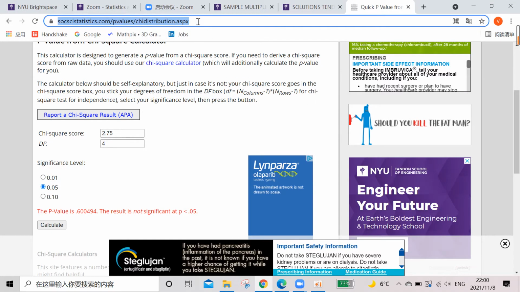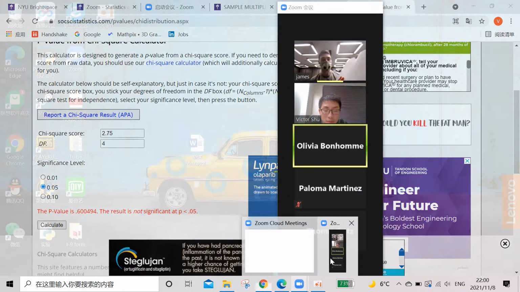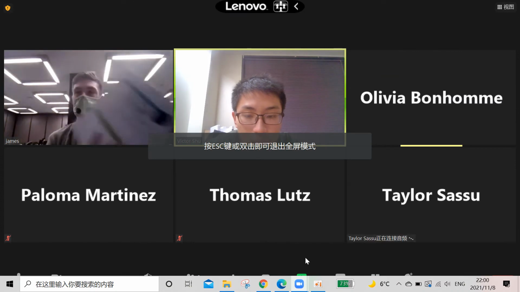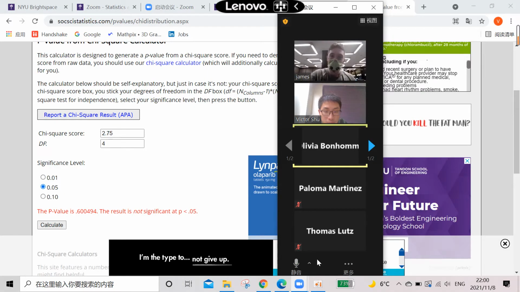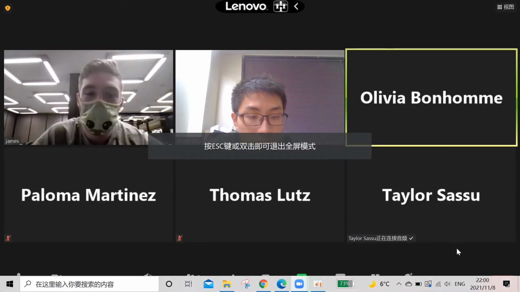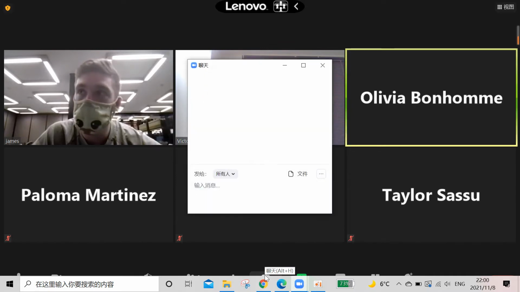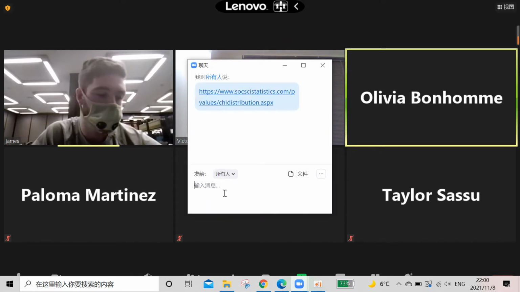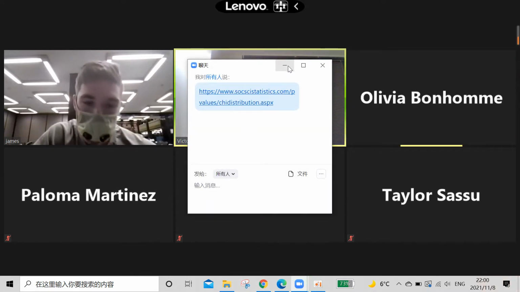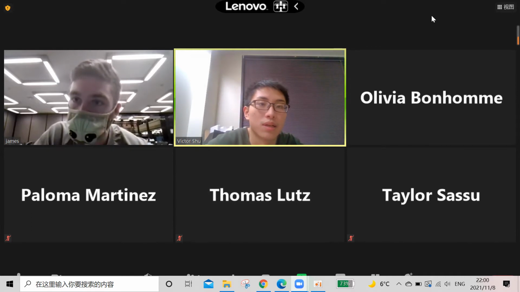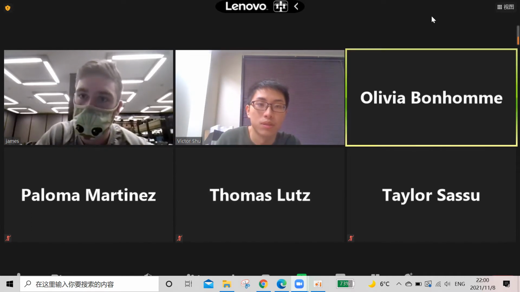Our textbook does T, Z, but there's no P. I think looking at the data, it seems to be correct. Just wait a second. I'm trying to see if there's one in the book. I don't think there is. I don't think there is either. Can you see the link here? Yes. Yeah, I think that calculator would be good.